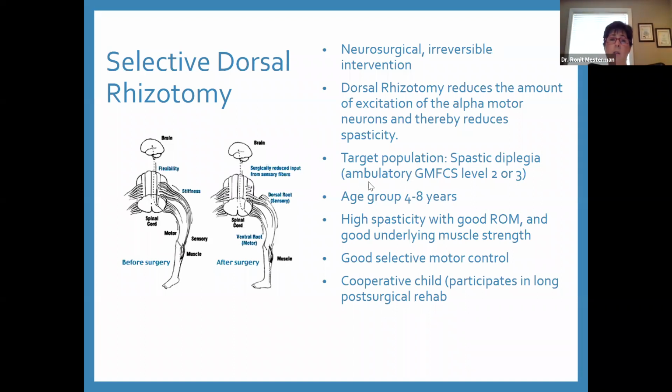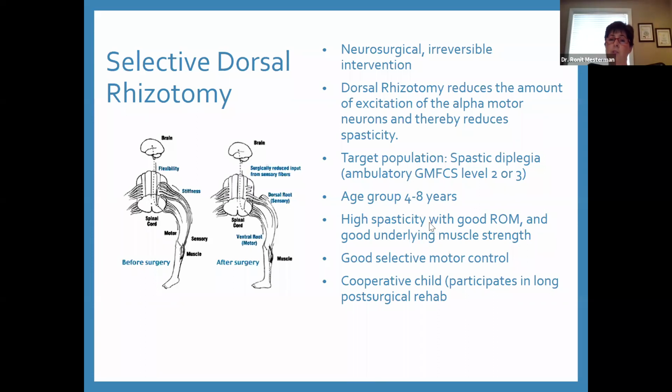Our target population for this type of intervention are the patients with predominantly tone in the leg, the spastic diplegia, and ideally GMFCS level 2. That's really the core population. There are the patients that we have discussions in the level 1s and level 3s that have sometimes also indications. Ideally, in a young age, between age 4 to 8.